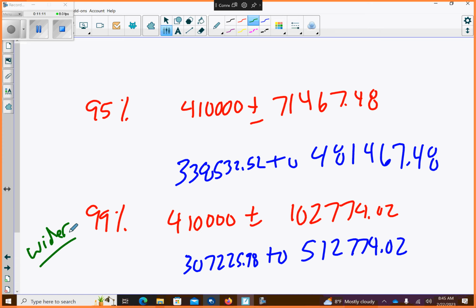Okay, so in general, what do problems 5 and 6 say about what happens to the confidence interval as confidence level rises? As your confidence level rises, as your confidence level approaches 100%, your margin of error grows wider. Okay? Does that make sense for 5, 6, and 7?